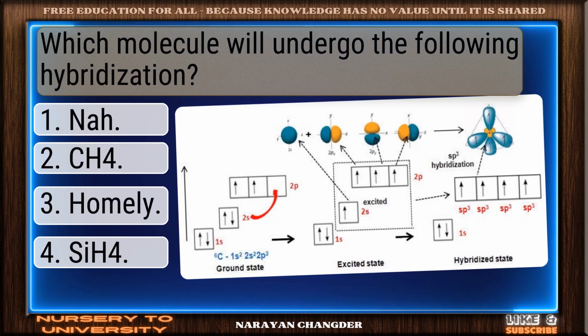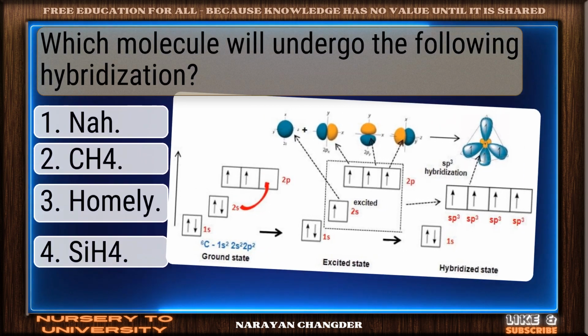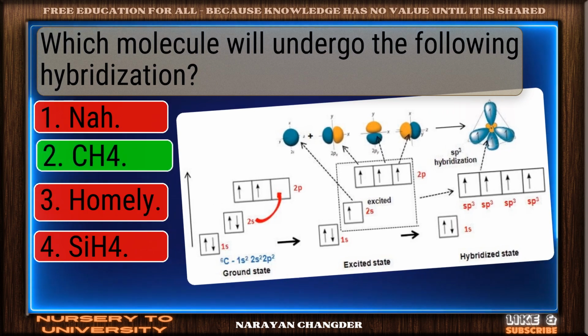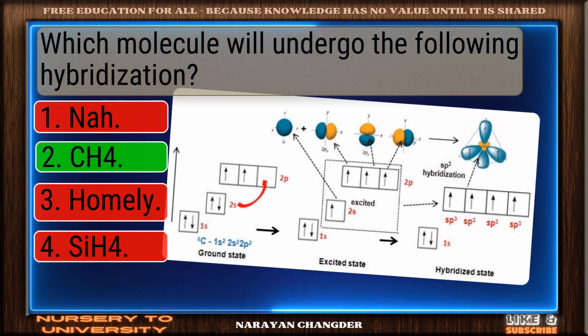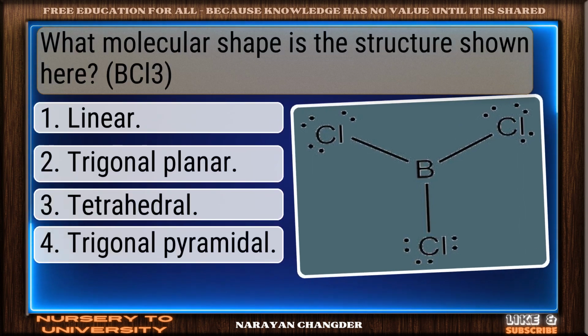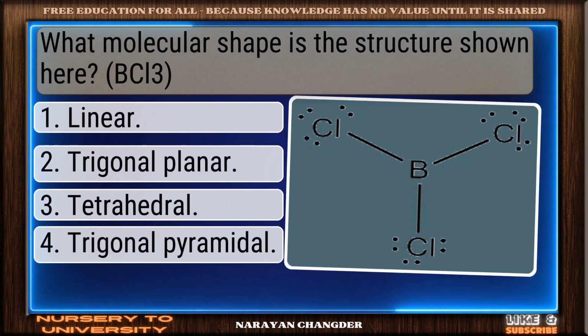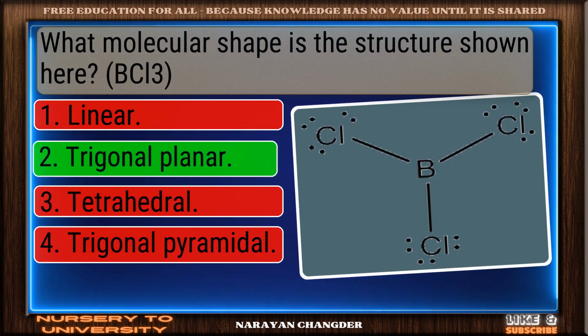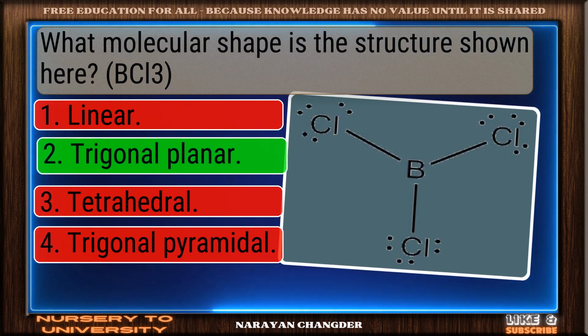Which molecule will undergo the following hybridization? Exactly. CH4 makes sense, and it is the right choice. What molecular shape is the structure shown here? Excellent. Trigonal planar is a brilliant choice.